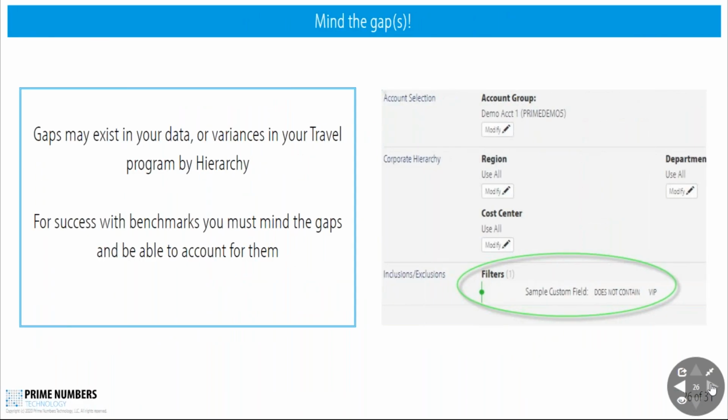I wish they did, but they don't. And mind the gaps. Gaps can exist in your data or variances in your travel program, right? For success, you really have to mine those things and be able to account for them.